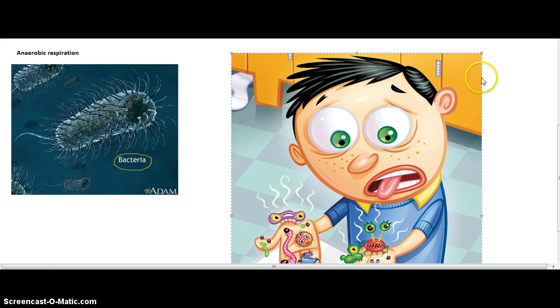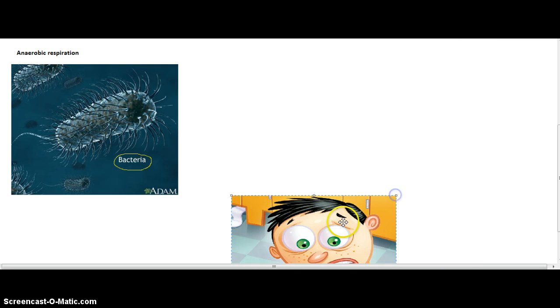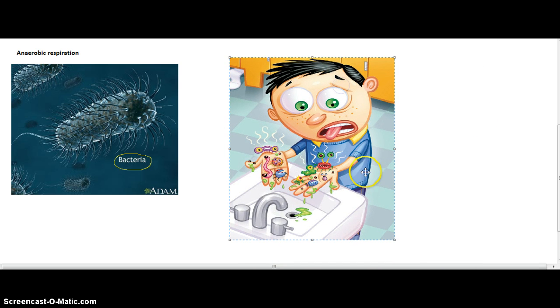So, yes, that means that they are very simple and they can't produce a lot of energy. Anaerobic respiration, remember, is not very efficient. But this also means that bacteria can pretty much live anywhere and are actually very successful organisms.